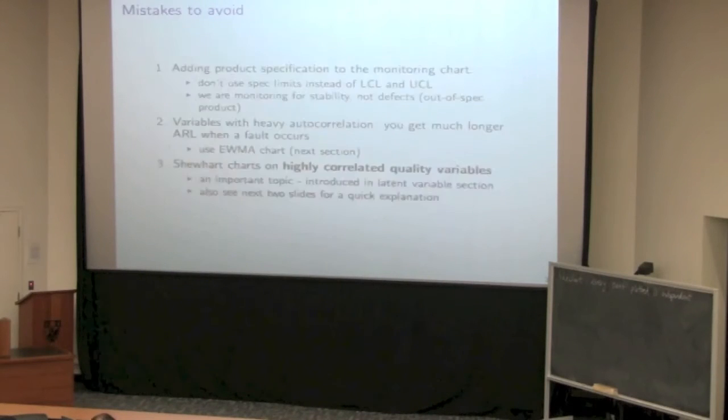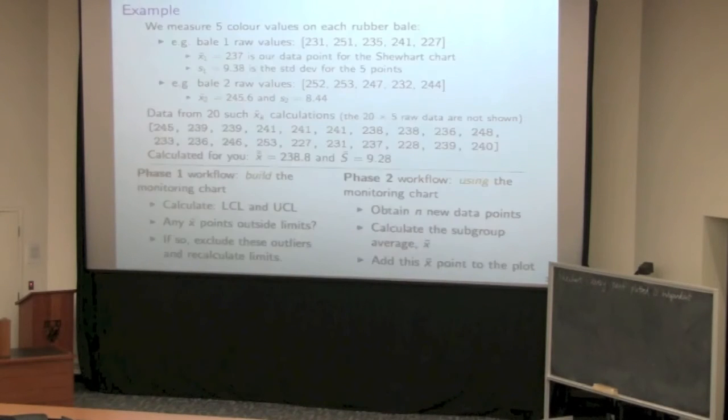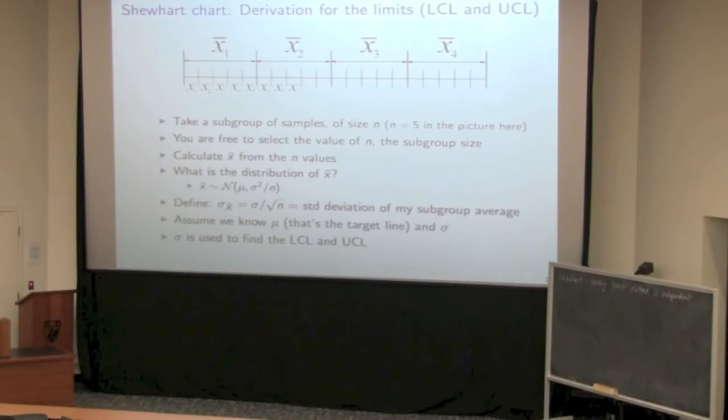Go right back up here, earlier to the Shewhart chart's derivation. Every single point, x bar 1, is totally independent of x bar 2, independent of x bar 3, x bar 4. There's no overlap between the individual points.